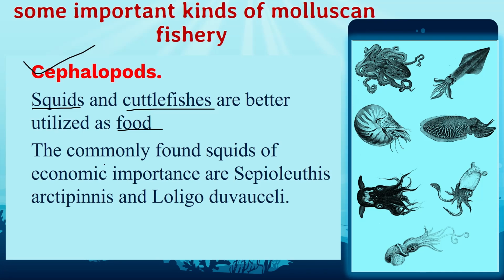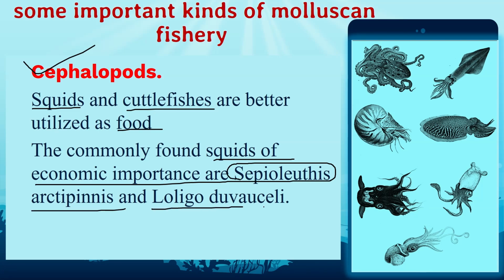The commonly found squids of economic importance are Loligo, Sepioteuthis, and Loligo duvauceli. They are pelagic, moving in shoals, keeping pace with one another. Their principal food comprises crustaceans and small teleost fishes.